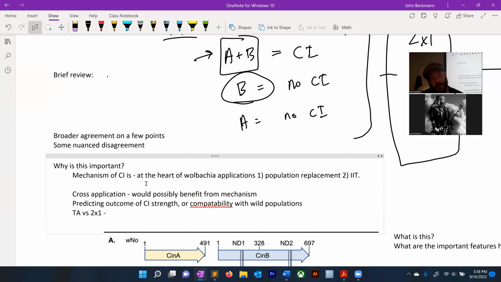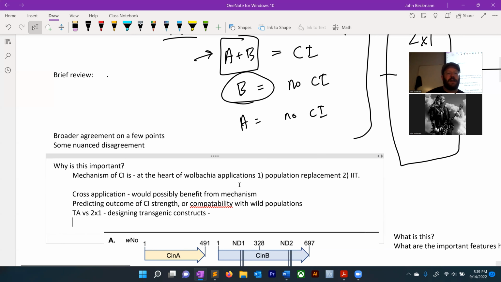All these things above suggest that it would be really important to know the mechanism. And also the TA versus 2x1, understanding that knowledge would be important for designing transgenic constructs. People are now taking transgenic CI operons and putting them in the malaria mosquito, Anopheles gambiae, and they're inducing CI via transgenic constructs. So the best transgenic design is going to be the most simple. If you know which of these is the correct one, it's going to help you make constructs a little bit better. I think that's a decent argument.